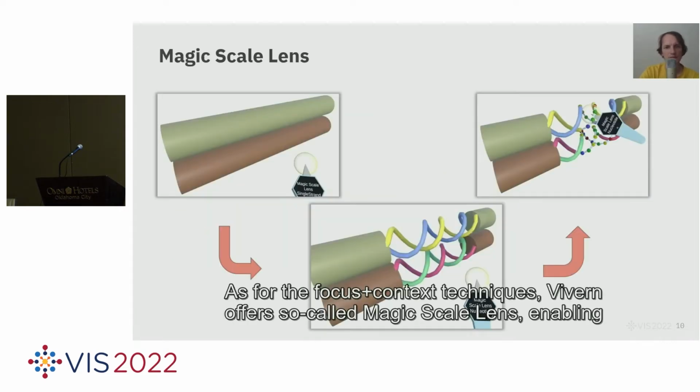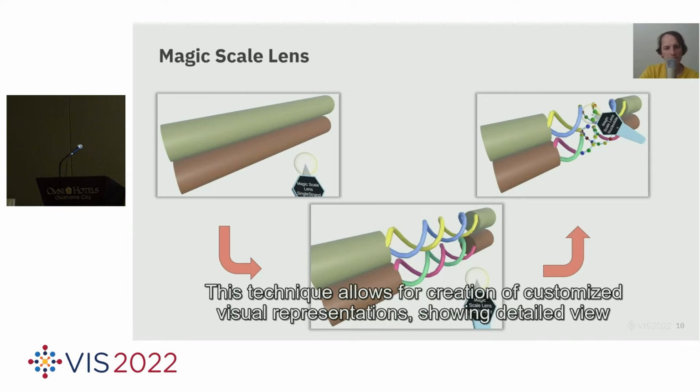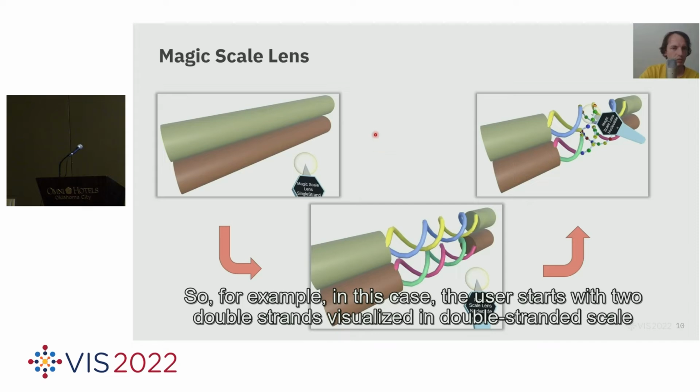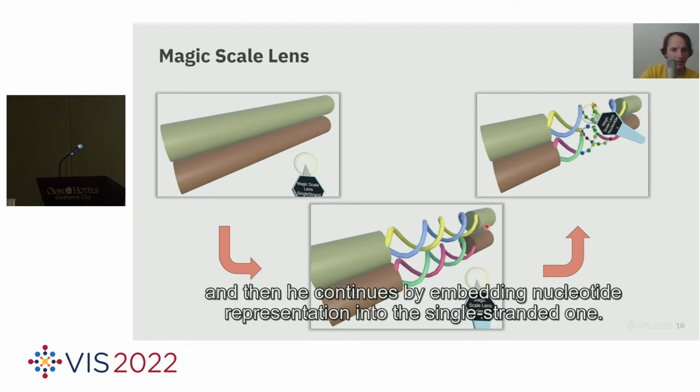As for the focus plus context techniques, Vivern offers so-called Magic Scale Lenses, enabling users to embed a selected visual scale into another one, as shown on the slides. This technique allows for creation of customized visual representations, showing detailed view only when necessary. So, for example, in this case, the user starts with two double strands visualized in double-stranded scale, then he embeds single-stranded visualization into the double-stranded one, and then he continues by embedding nucleotide representation into the single-stranded one.